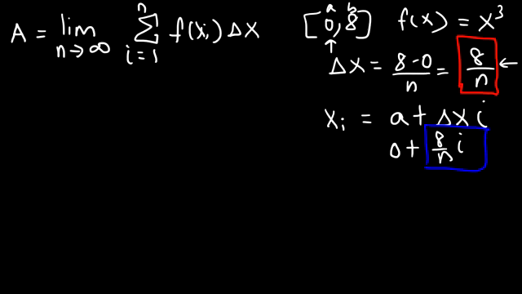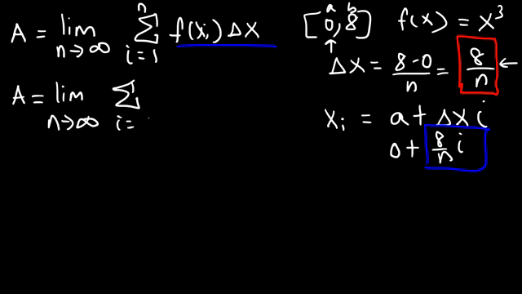So let's replace x sub i and delta x in that expression. So the area is going to be the limit as n approaches infinity, and then it's going to be f of 8i over n times delta x, which is 8 divided by n.